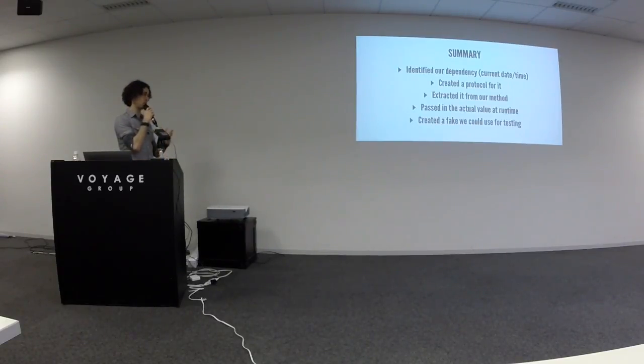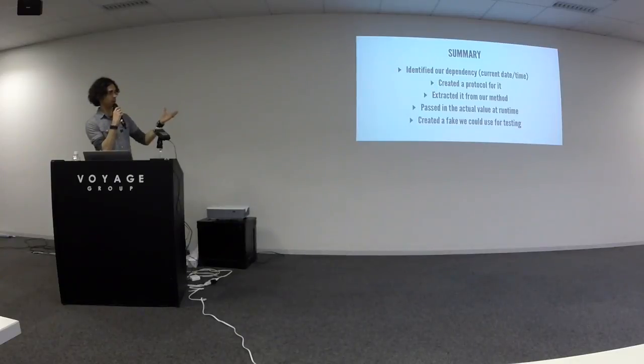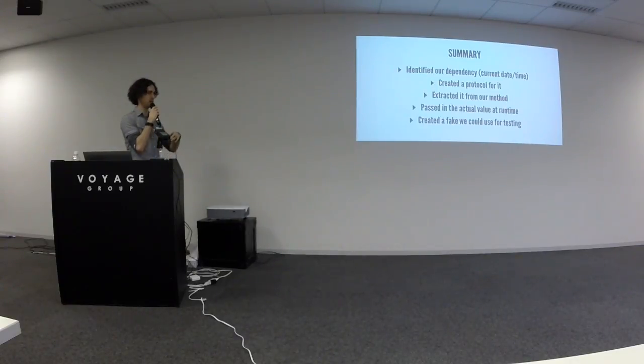It could be the current date and time. There are all sorts of dependencies that are littered all throughout our code. It's easy to identify them once you understand where they are, if you need to pull them out to test them. We created a protocol for this, a very simple protocol, and extracted that one piece out of our method into this provider to provide it to us.